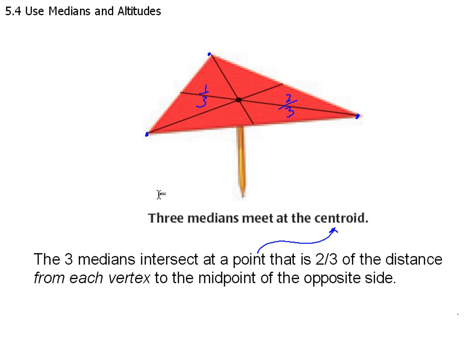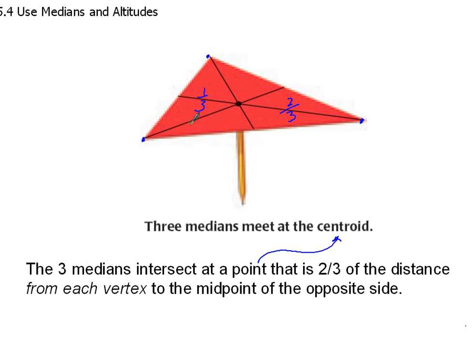So a median connects the midpoint of one side of a triangle. So let's say we're looking at this side. If this is the midpoint here, then this is a median because it connects the vertex to the midpoint of one side. And all three of these lines that are concurrent in this triangle are meeting at what's called the centroid. Okay?